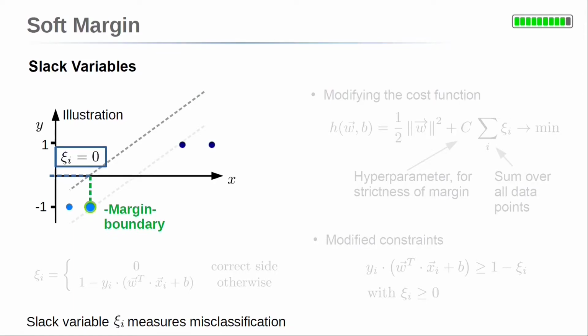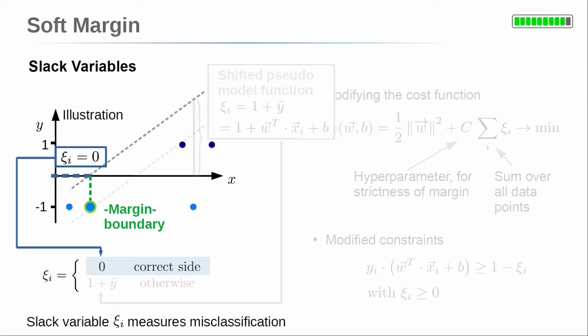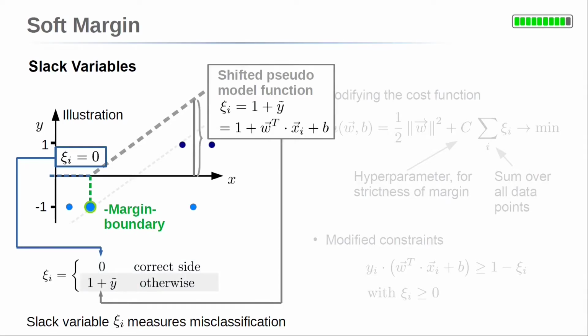On the left side of the minus margin boundary, the measure of misclassification should be 0, so we set xi equal to 0 for all points on the left side of the boundary. In total, we have xi_i equals 0 on the correct side of the margin boundary and xi_i equals 1 plus y tilde otherwise.